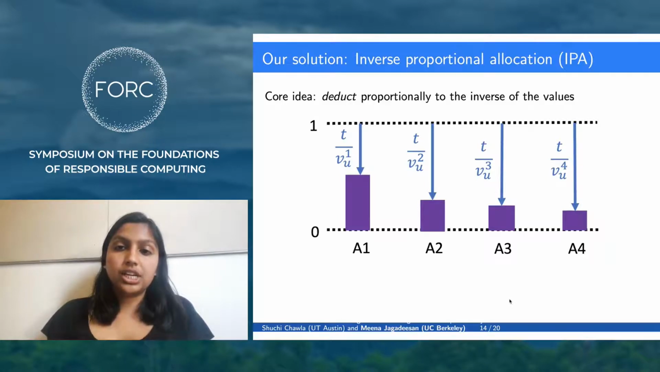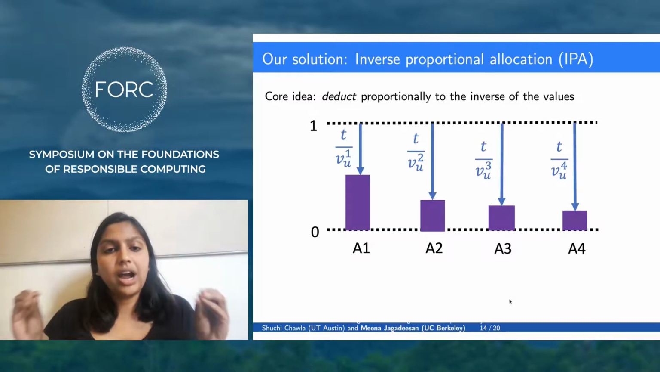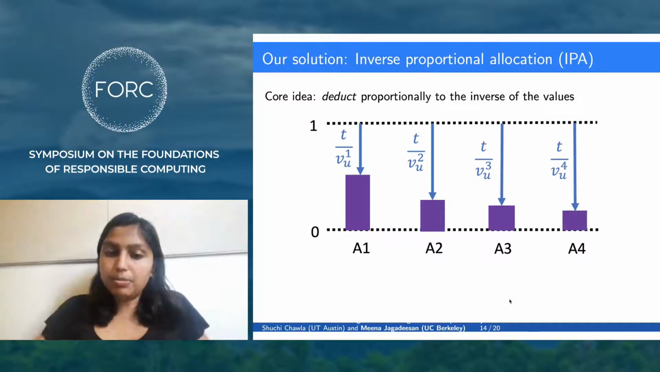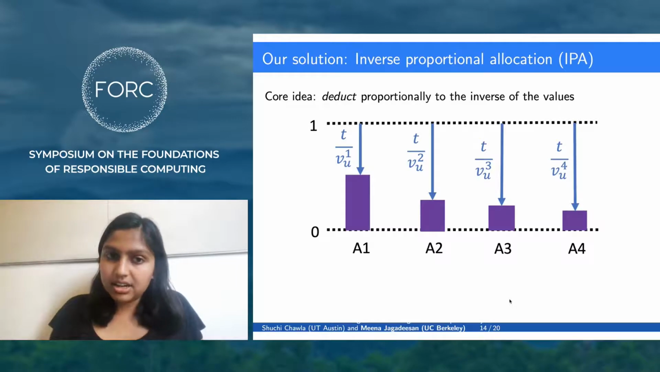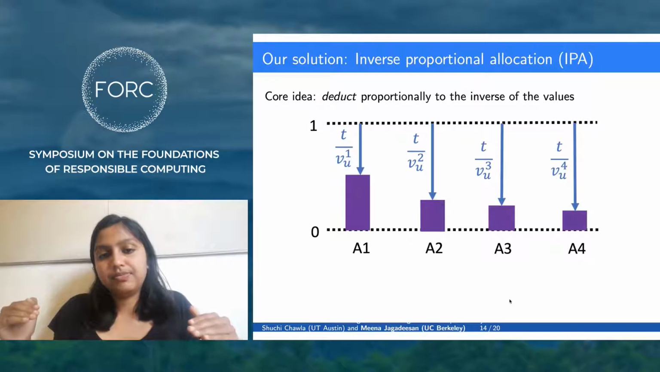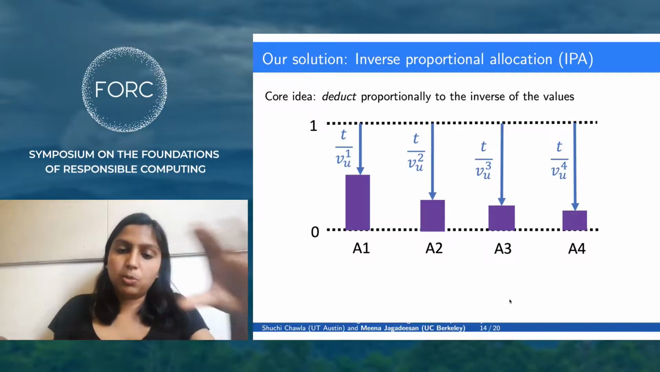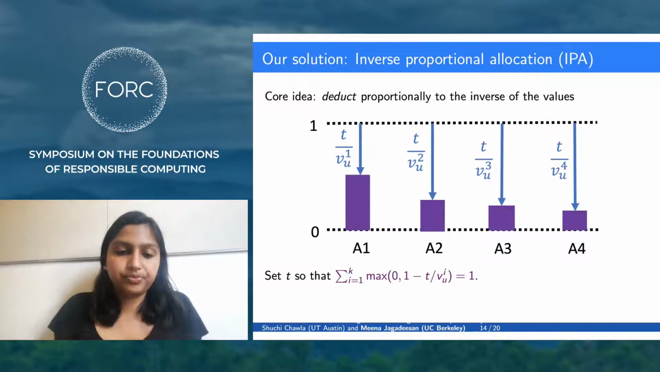So our solution is inverse proportional allocation. And our core idea is to deduct proportionally to the inverse of the values. So we start by allocating a single ad slot to all of the advertisers, and then we slowly start deducting proportionally to the inverse of the values. So that's according to the blue arrows here. And we keep deducting until the purple rectangles, which represent the remaining allocations, sum to 1.